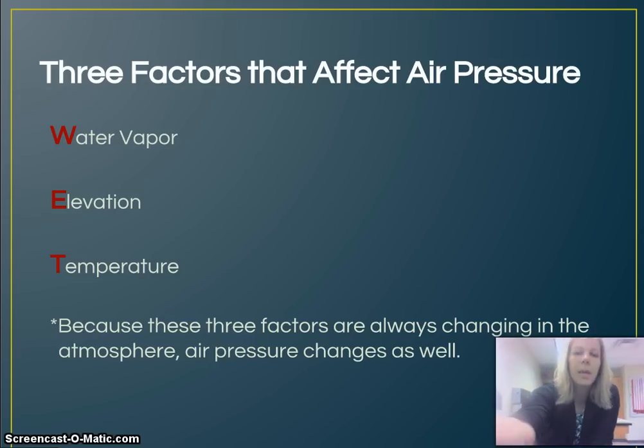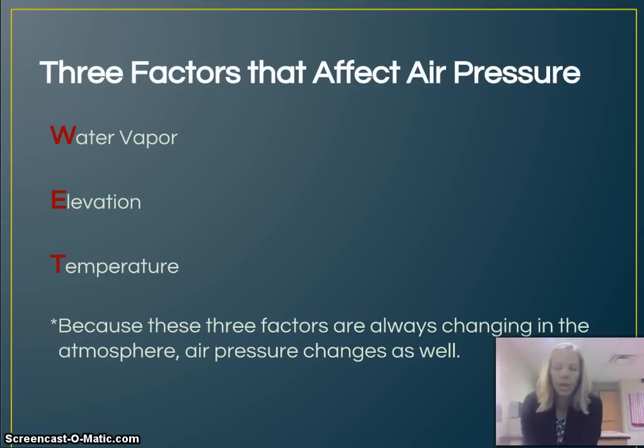Okay, so let's get back to discussing the 3 factors that affect air pressure. So air pressure isn't always a consistent thing. Sometimes we have high air pressure, sometimes we have low air pressure, and sometimes we just have air pressure that's pretty consistent in the middle. The 3 factors that change the amount of air pressure in a given area of the atmosphere are water vapor, elevation, and temperature. Notice that it spells out the word wet, so we can make that acronym WET: water vapor, elevation, temperature.